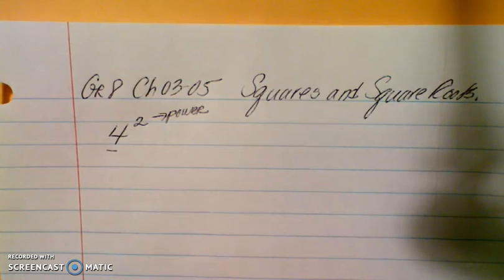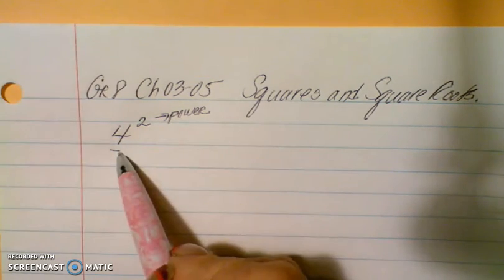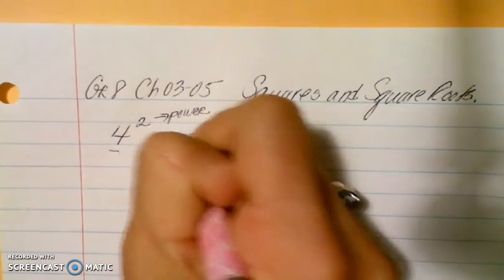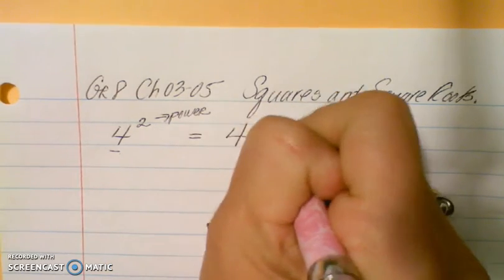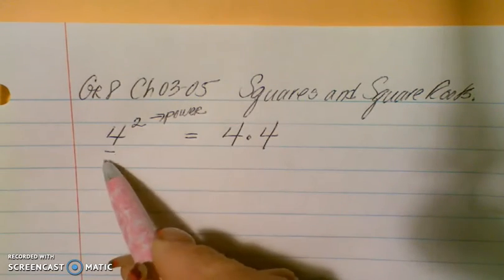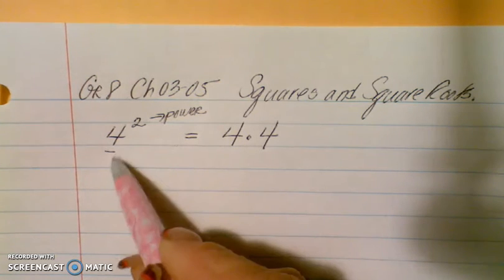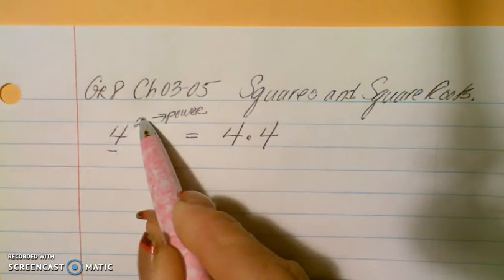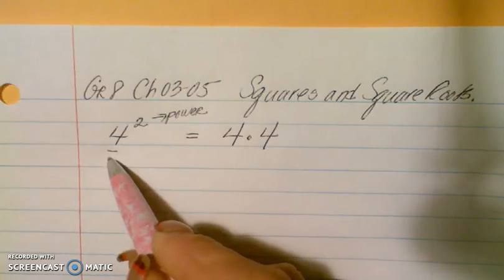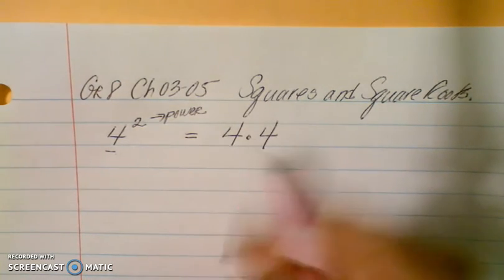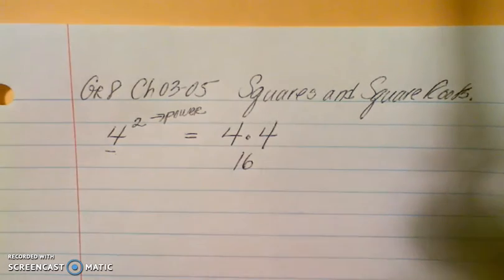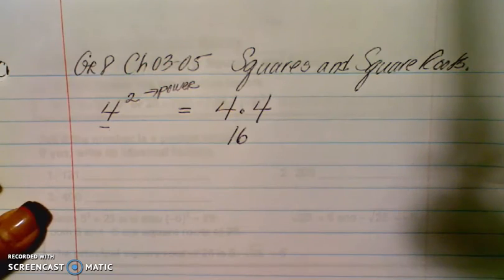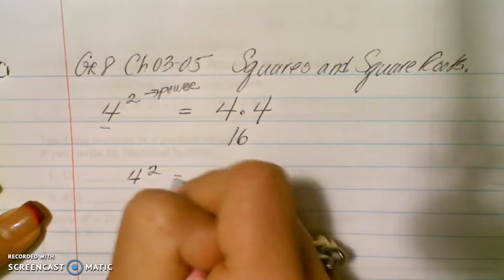When you have a power of 2, a power tells you how many times you're going to multiply a number times itself. So, 4 raised to a power of 2 is equivalent to 4 times 4, not 4 times the power. So, 4 to the second power, or as we say, 4 squared, is 4 times 4, so its value is 16. So, 4 squared equals 16.